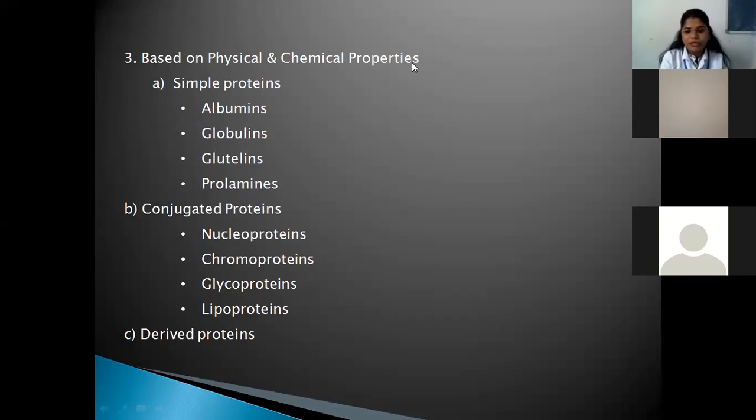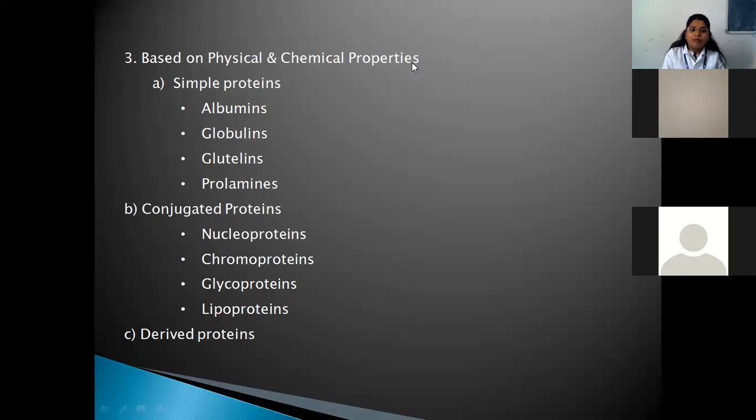The simple proteins are defined as those proteins which upon hydrolysis will give amino acids or derivatives of amino acids. These types of proteins are known as simple proteins. Simple proteins have certain examples like albumins, globulins, glutenins, and prolamins.